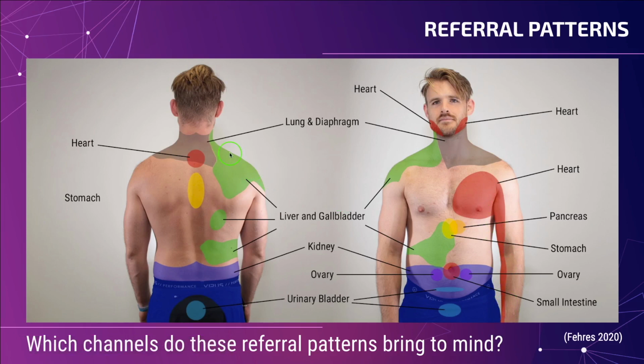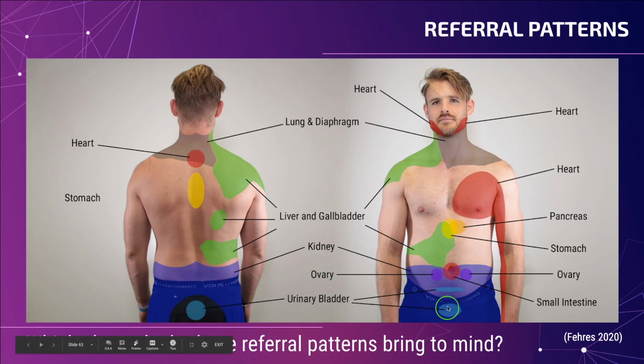On the right side of someone's body, we've got referral patterns for liver and gallbladder. If you find a picture of the gallbladder channel, it traverses the body in a similar pattern to this. And then of course the liver channel comes up the leg and actually finishes where the liver actually is.